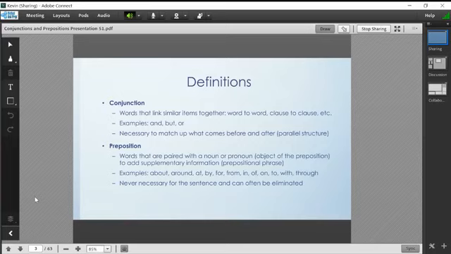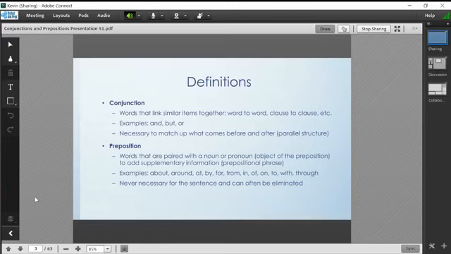Conjunctions will be very important with these questions for the simple reason that they're setting up the parallel structure. You need to know that conjunctions are what match up what comes before and after. When it comes to prepositions, very rarely on these exams are they ever necessary, and really they're only there to confuse you. So one thing we talk about is that they can often be eliminated.